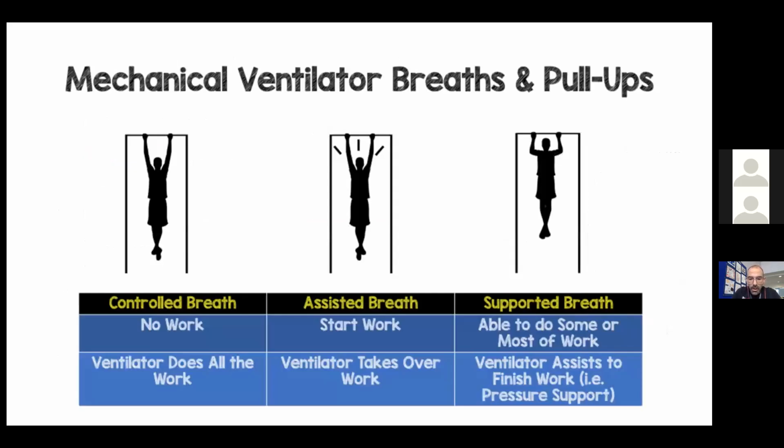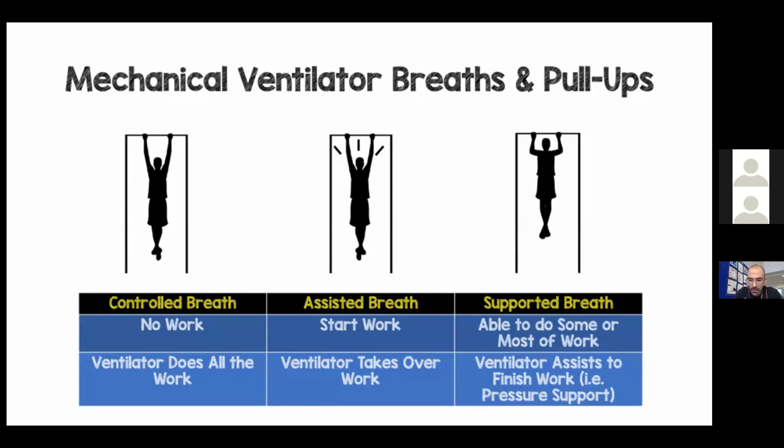So if we go from no support to a lot of support when we are on mechanical ventilation, we have the control breaths where the patient does no work whatsoever, so the ventilator provides all the work. We can assist the breath, so the patient triggers the ventilation, the ventilator detects that a breath is initiated and then assists that breath.